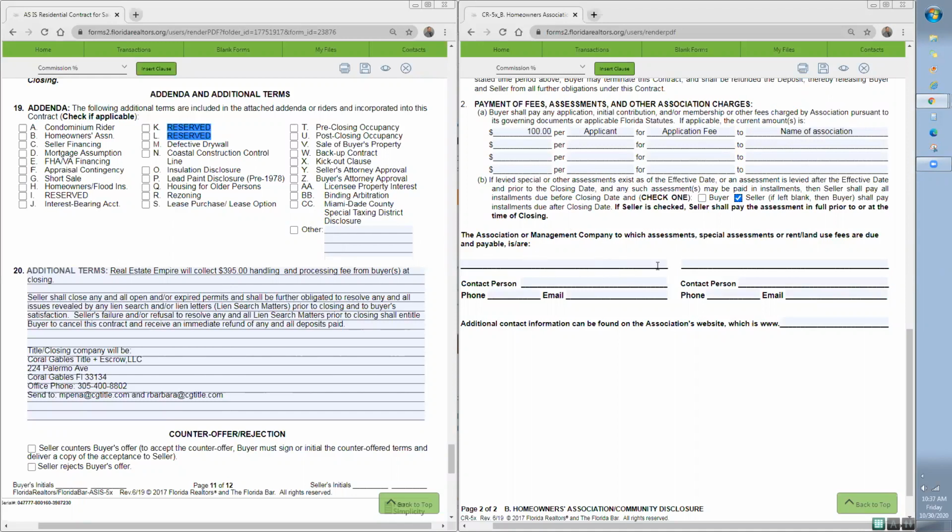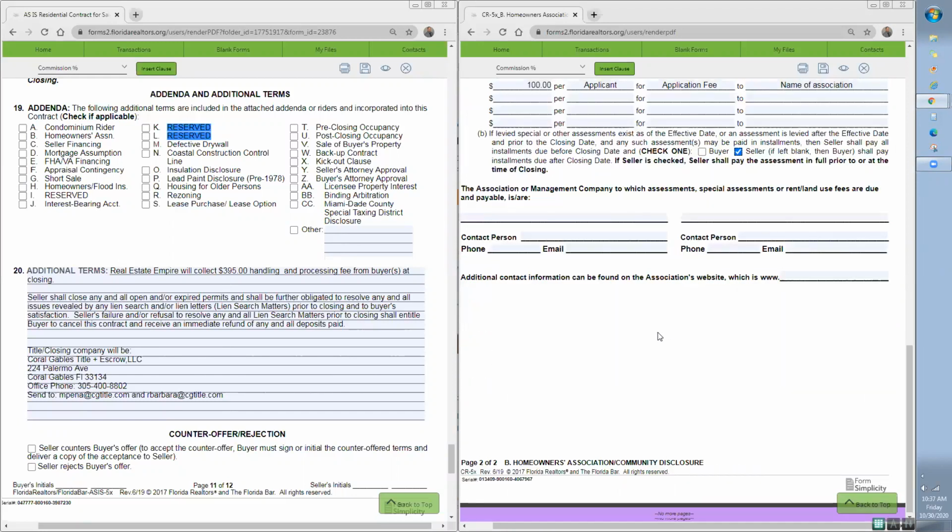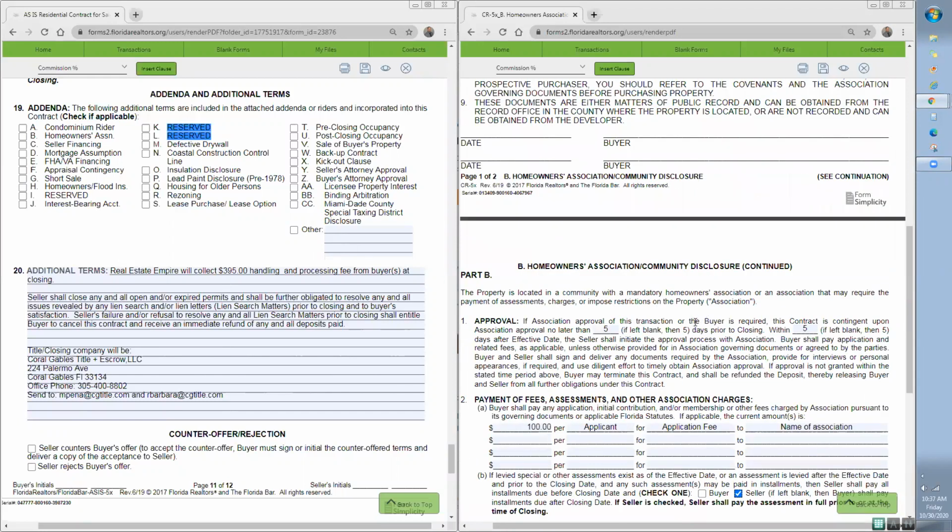Okay, so this is the homeowners association addendum. Notice, same exact thing. Both of them are pretty similar, just a few little changes, but nothing out of this world. Any questions on this one?